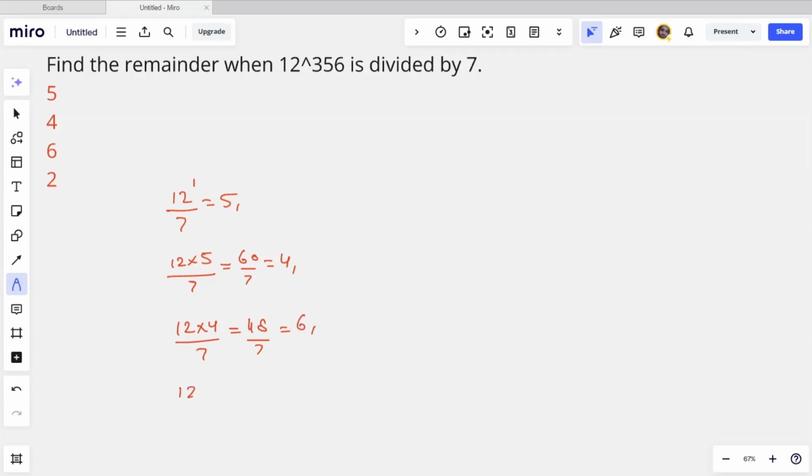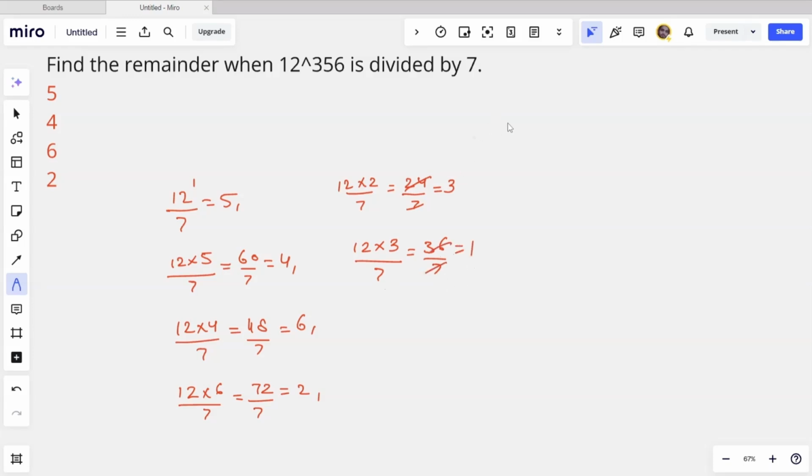Okay. Now 12 into 6 divided by 7. It will become 72 divided by 7. So the remainder is 2. Now 12 into 2 divided by 7. It will become 24 divided by 7. So the remainder is 3. Okay, 12 into 3 divided by 7. It is 36 divided by 7. And the remainder is 1.